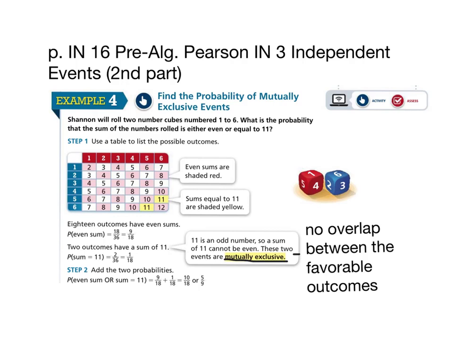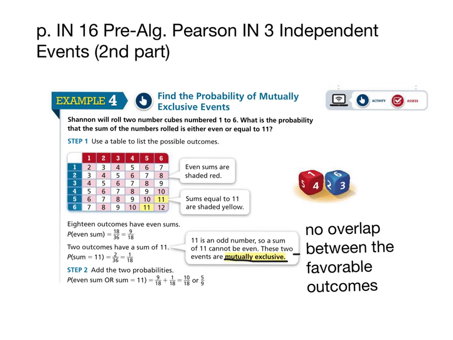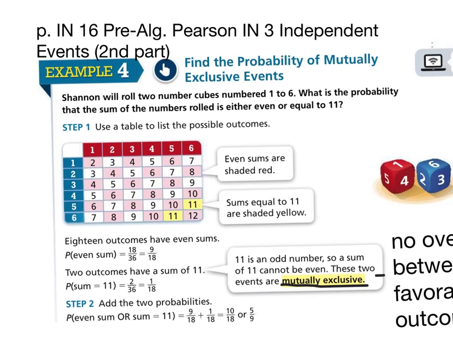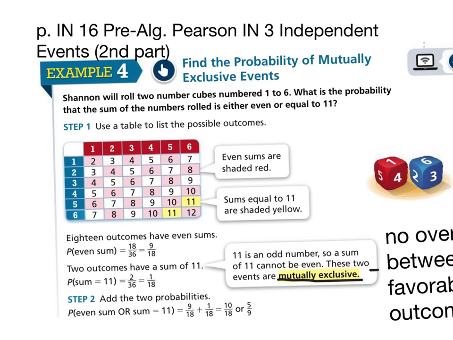Page IN16, we're going to continue our lesson on independent events. So looking at example 4, Shannon will roll 2 number cubes numbered 1 to 6. What is the probability the sum of the numbers is either even or equal to 11? So either even or equal to 11. We probably need to make a table or list out all of our different possible outcomes.